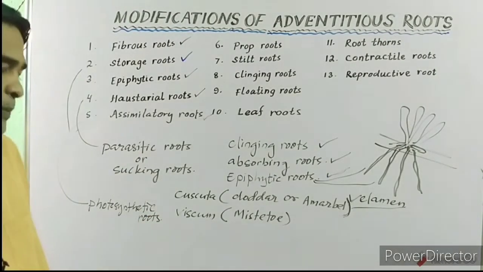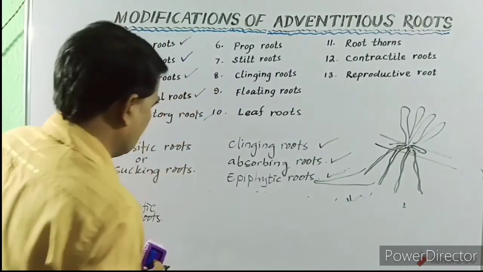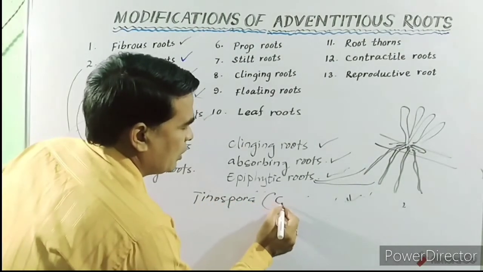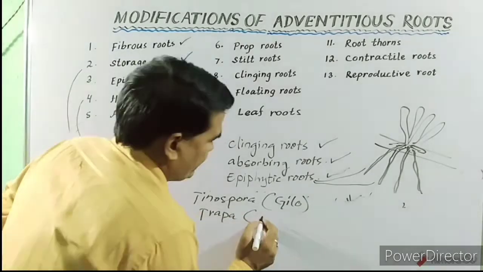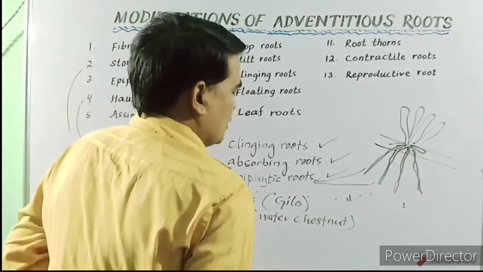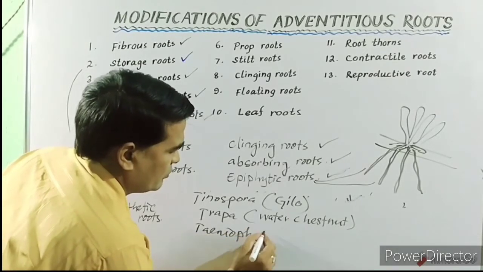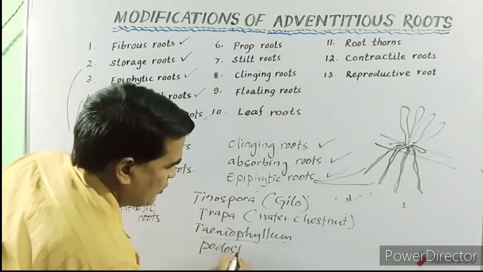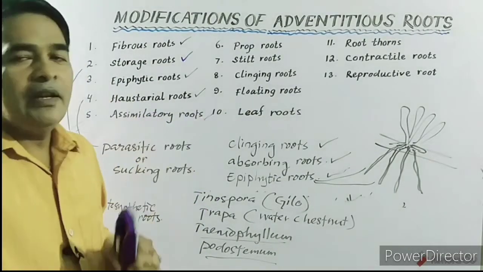Photosynthetic roots, as found in plants like Tinospora, which is called Giloy, then Trapa, water chestnut, Taeniophyllum, then Podostemum, etc. All these plants have assimilatory roots.